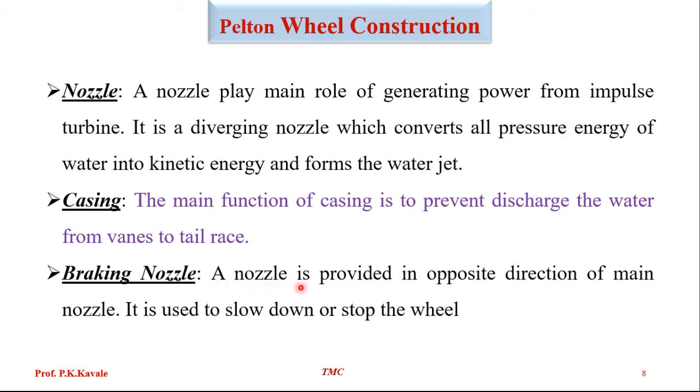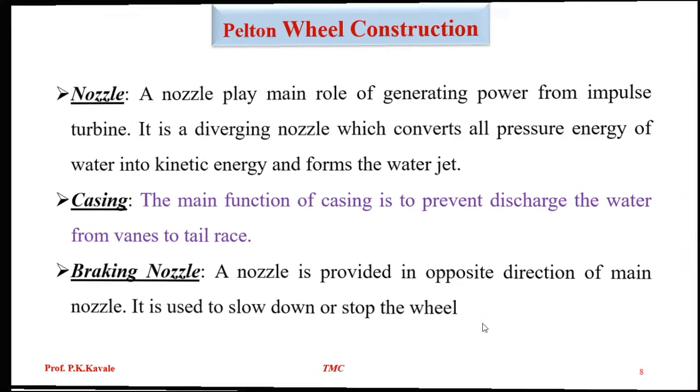A braking nozzle provides a jet in the opposite direction of the main nozzle. It is used to slow down or stop the wheel, acting as a brake.